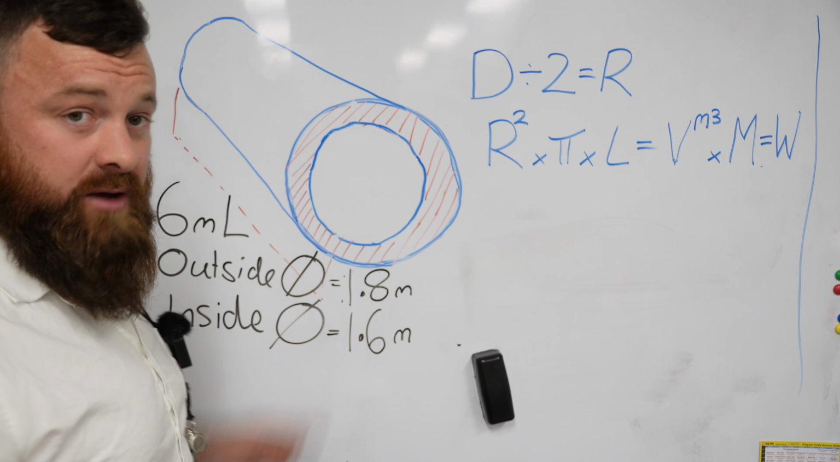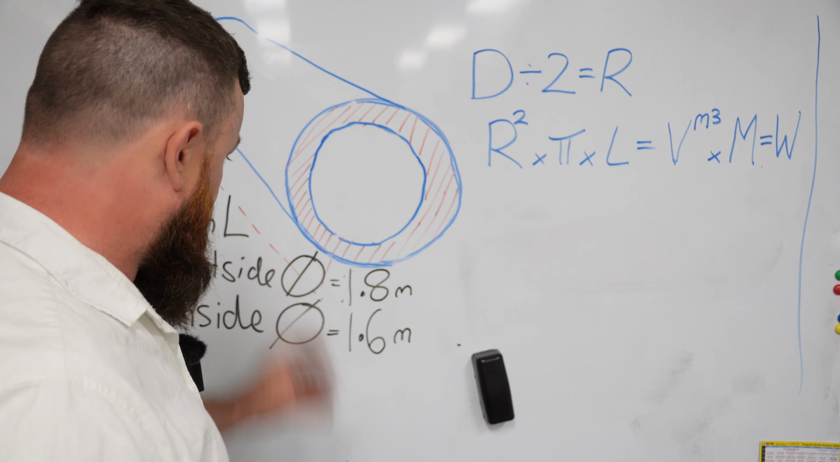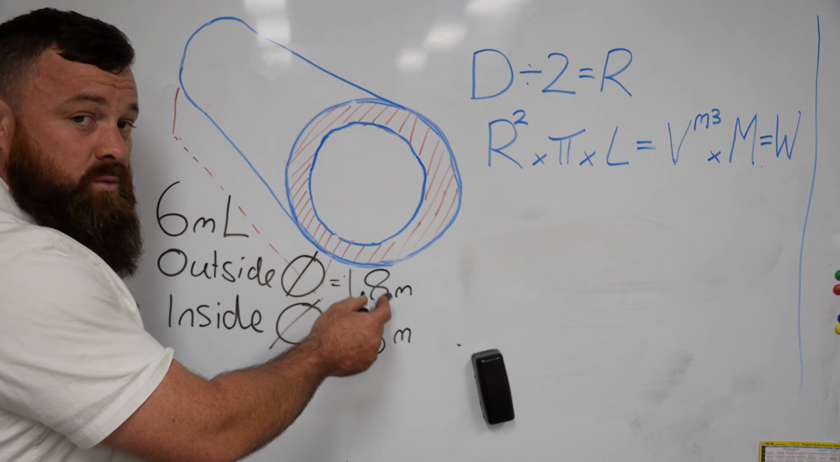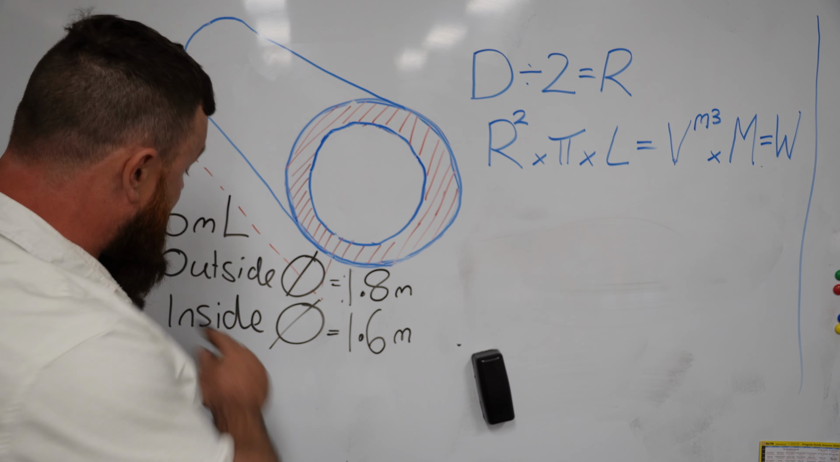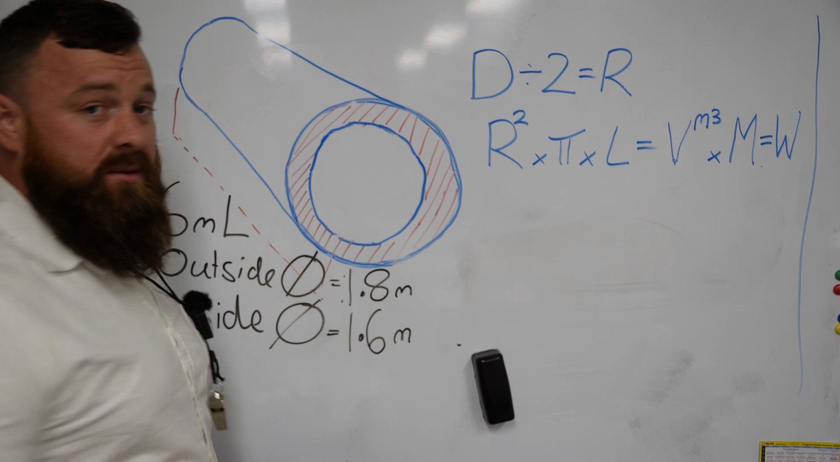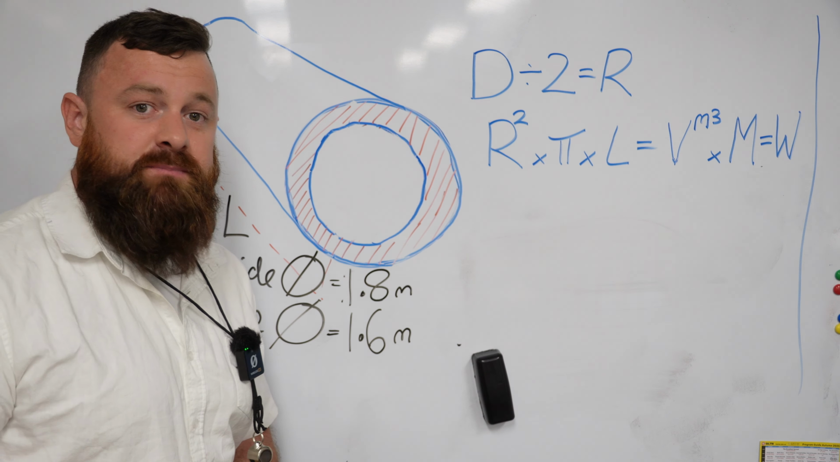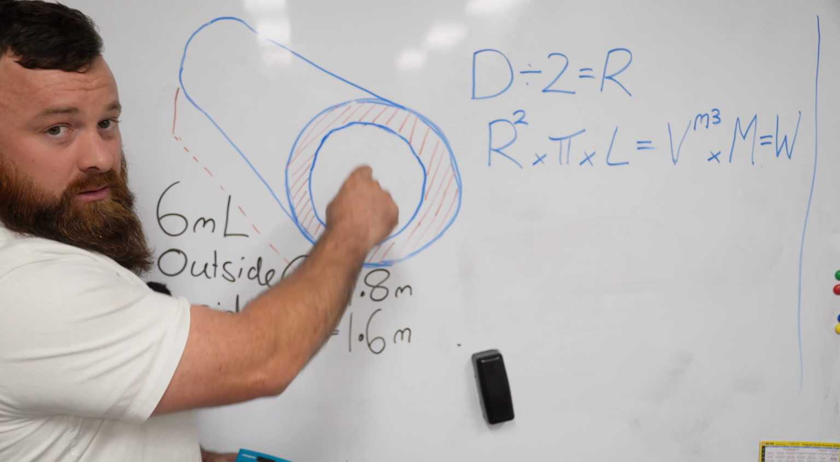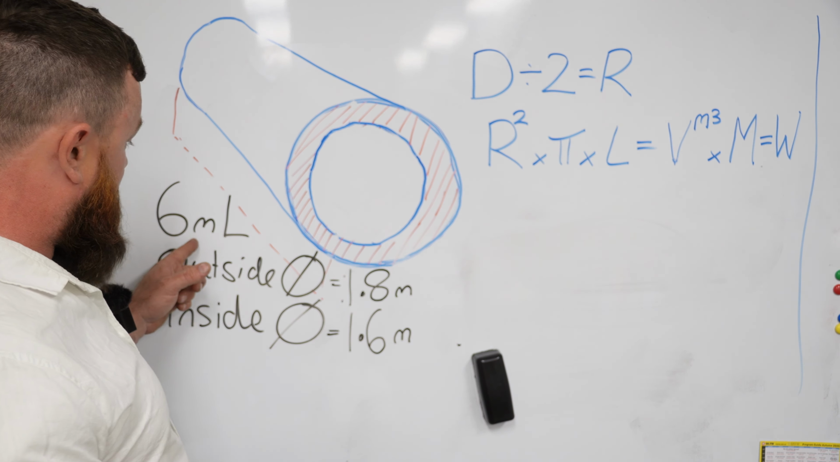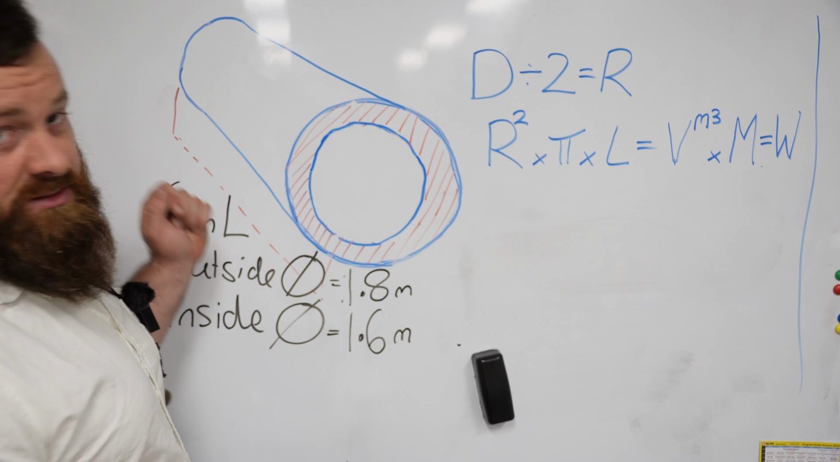So now let's have a look at our dimensions that we have here. Our outside diameter is 1.8 meters. Our inside diameter is 1.6 meters. Obviously, if it's a pipe, it's going to be hollow in the middle. And the length of this pipe is 6 meters.